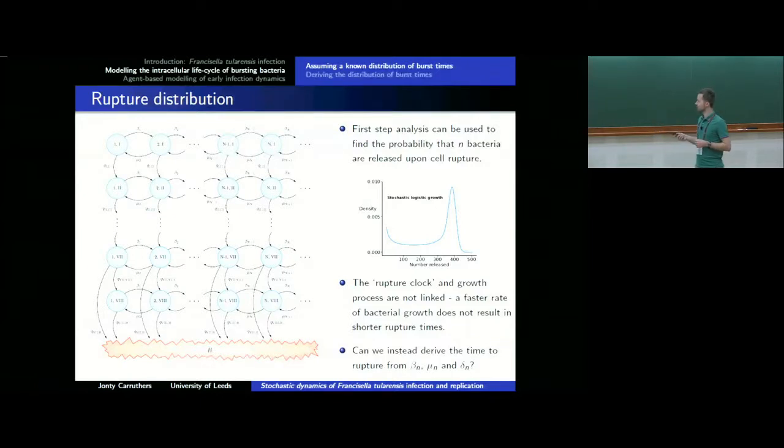One downside of this approach is that the rupture clock is not linked to the birth and death process. They're correlated in the sense that if you have longer rupture times, you'll have more bacteria. But if we were to change, say, the birth rate in our birth and death process, at the moment that will have no effect on the time until rupture, which might not seem completely true. You might expect that if the bacteria are replicating faster, then maybe this cell's going to die quicker. So what we can try to do instead is derive the time until rupture and how many bacteria are being released from these birth, death, and rupture rates.